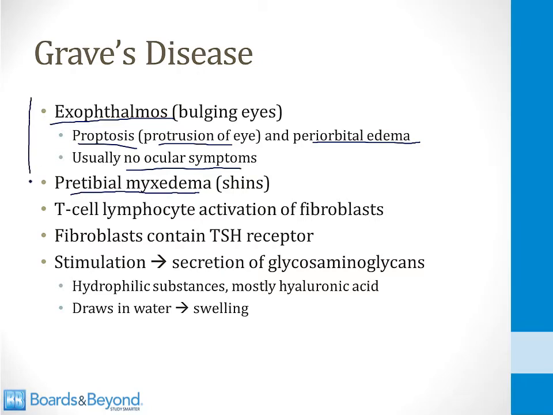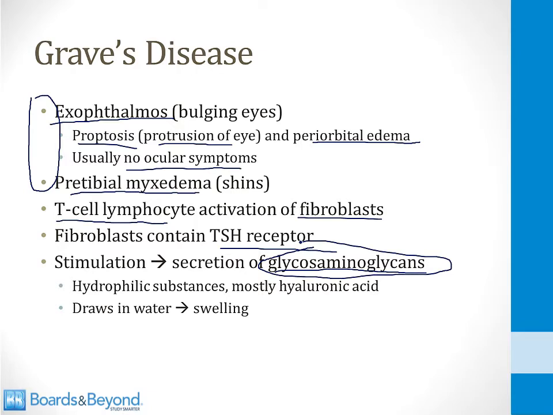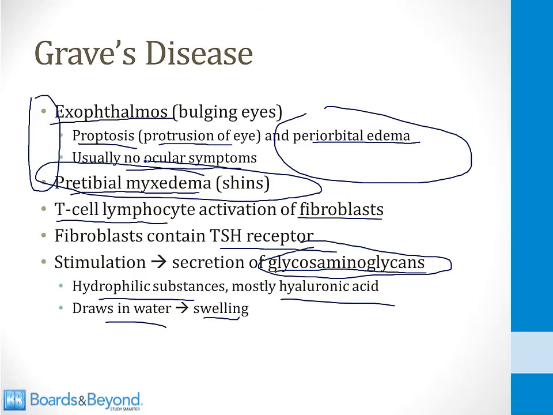The reason for these two findings, which are unique to Graves' disease, has little to do with the high levels of thyroid hormone. It's got to do with T-cell lymphocyte activation of fibroblasts. The activated fibroblasts contain the TSH receptor, and they become active in the setting of the TSH-stimulating antibodies. The stimulation leads to secretion of glycosaminoglycans, and this mechanism is high yield to remember for your boards. Glycosaminoglycans are hydrophilic substances. They're mostly hyaluronic acid, and they draw in water, and this leads to swelling, and that's why you get swelling around the eye. It's also why you get swelling around the shins.